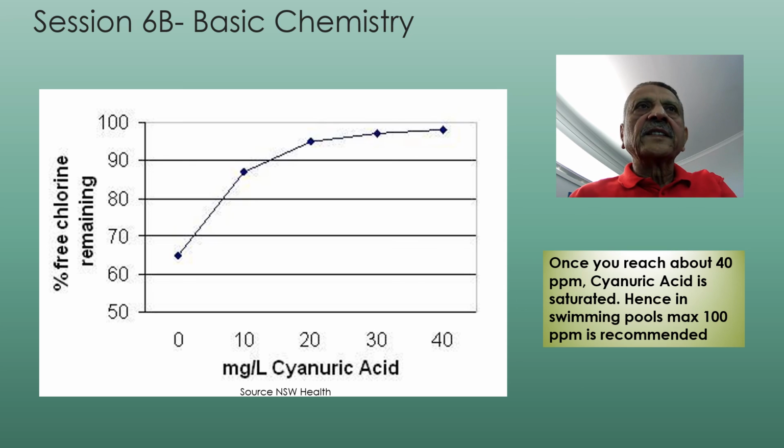This graph is the relationship between the free chlorine absorbed by the cyanuric acid and the amount of cyanuric acid required. You find that about 40 ppm of cyanuric acid will absorb up to 90 to 100% of your free chlorine. So we just have to add about 100 ppm to ensure that whatever chlorine you are adding will be taken by the stabilizer and released separately. So we follow this particular standard of maintenance in a swimming pool.